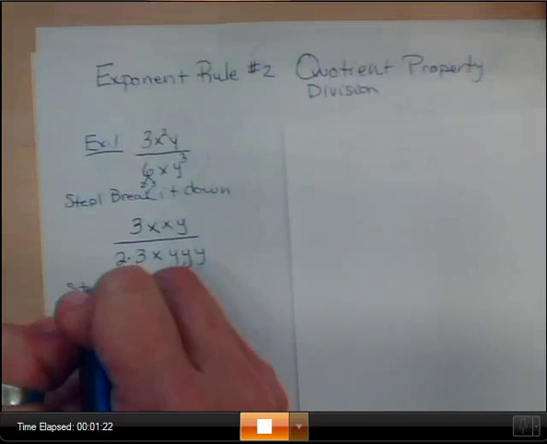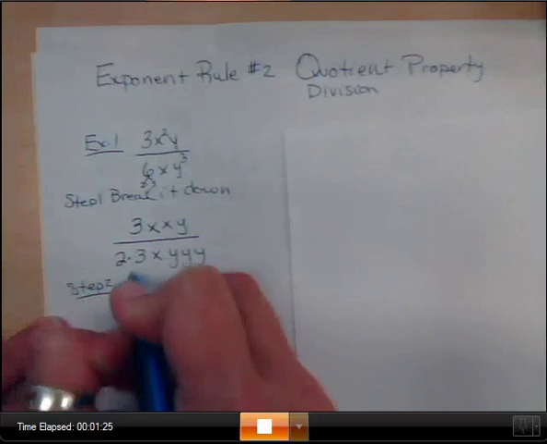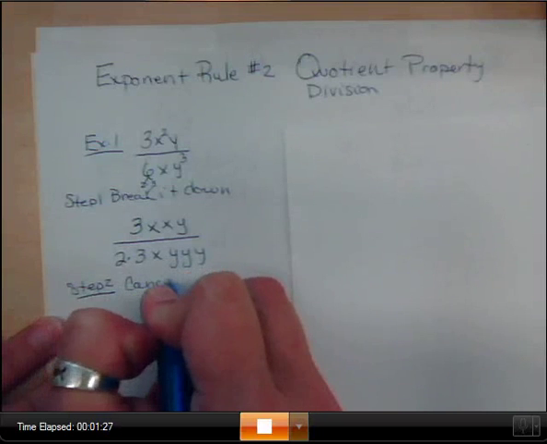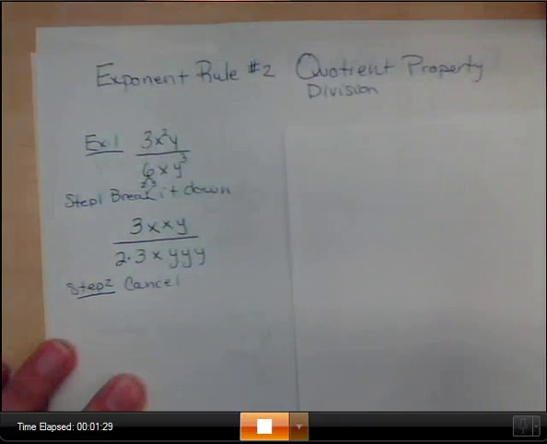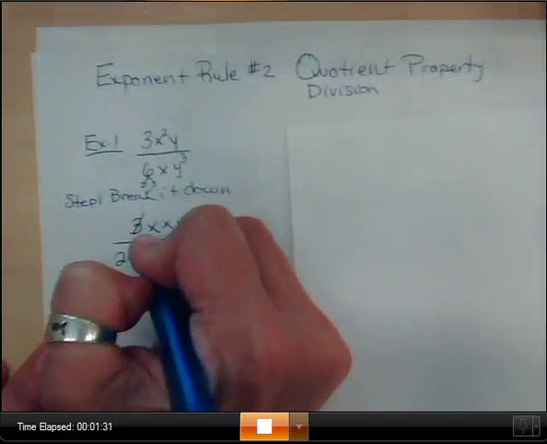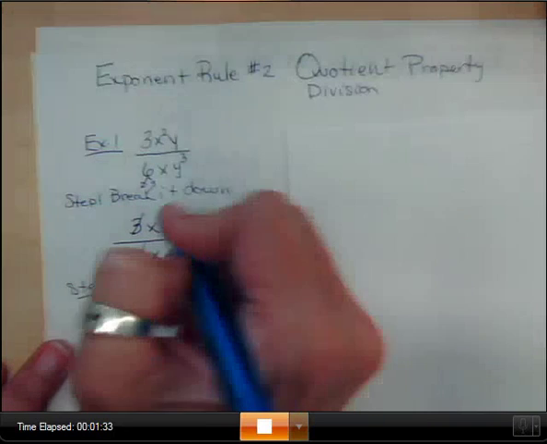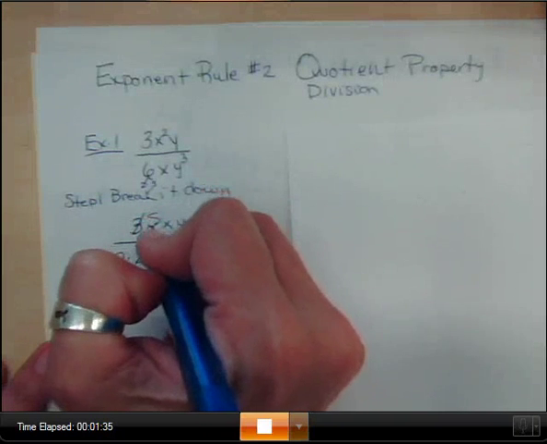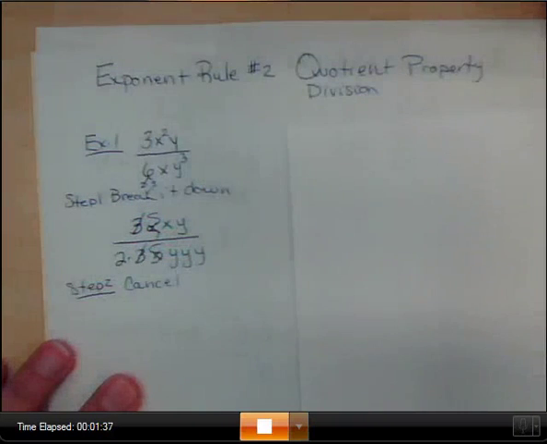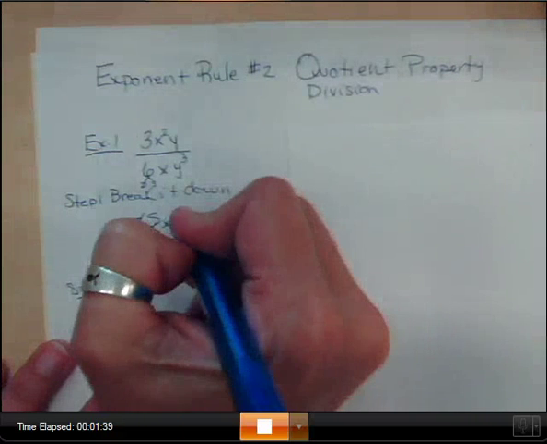Step 2, it would be to cancel or to divide that common factor out. So I have a 3. 3 goes into 3 once. 3 goes into 3 once. I have an x. We're going to do a squiggle for the x so that it looks different. And I have one y.